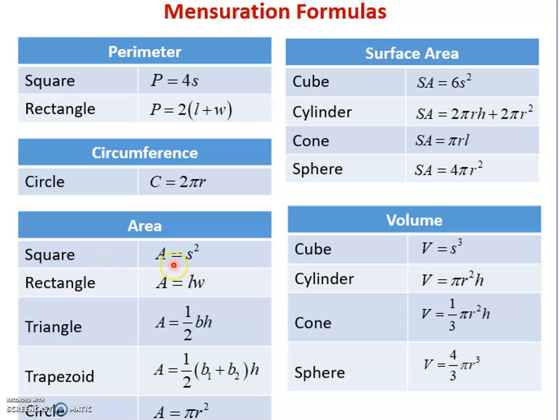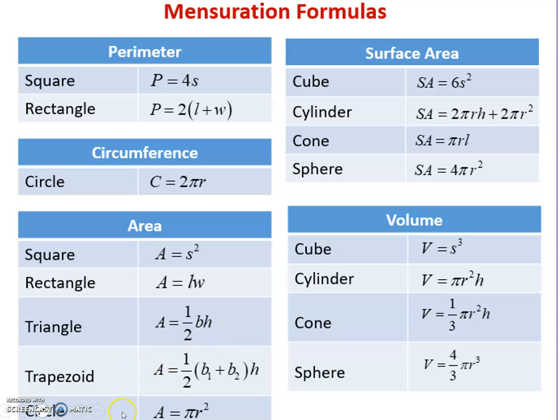How many sides does the square have? Not 2 sides, it is 4 sides. That's why capital A is equal to S square. All the sides are equal in a square. Rectangle: capital A is equal to L into W. Triangle: A is equal to 1 upon 2 B into H, where B is the breadth and H is the height.